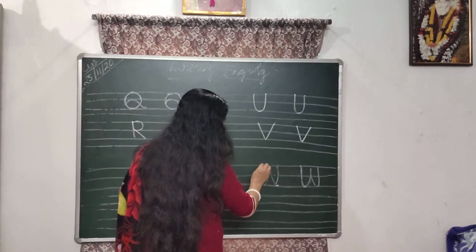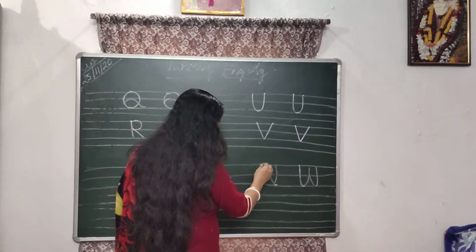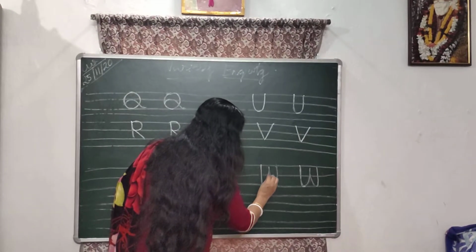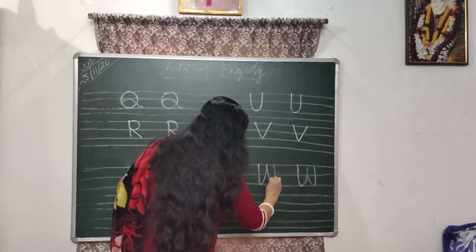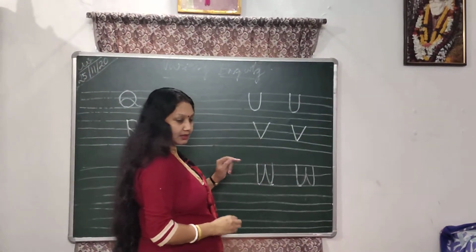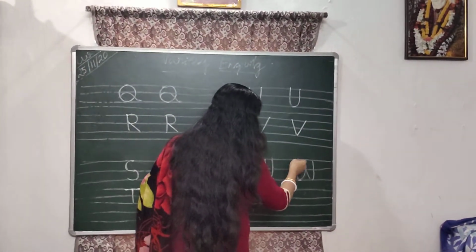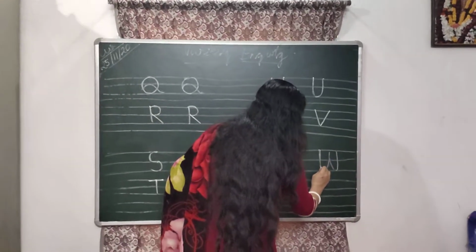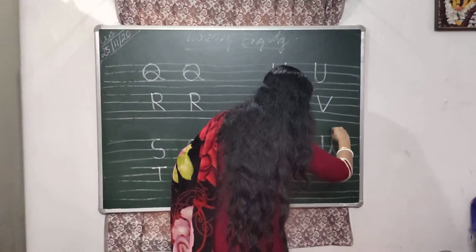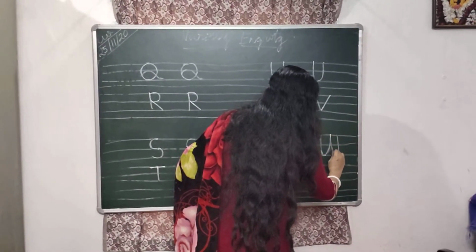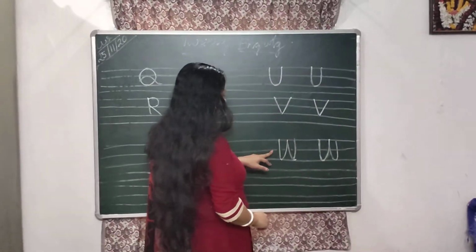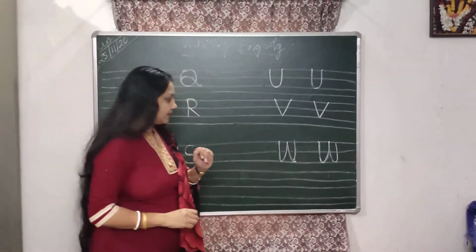Now last, capital letter W. W for watch. So children, start from the first line, come down to the third line, then again go up to the first line, come down to the third line, then again go up to the first line. This is your capital letter W. So start from the first line, come down to the third line, go straight up to the first line, then again come down to the third line and again go up to the first line. So this completes your capital letter W.